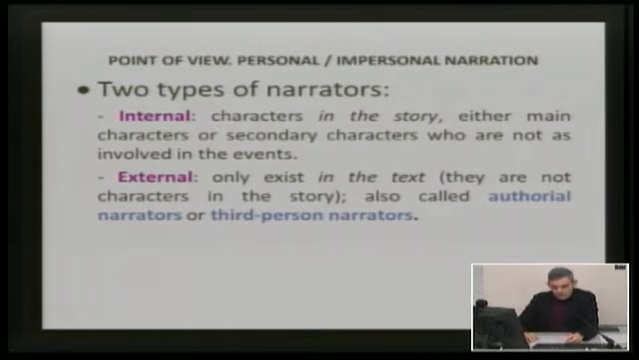Another example in The Bluest Eye would be Claudia and Pauline, who are internal narrators, but there is also an external narrator who gives us the background of the Breedlove family, for instance.